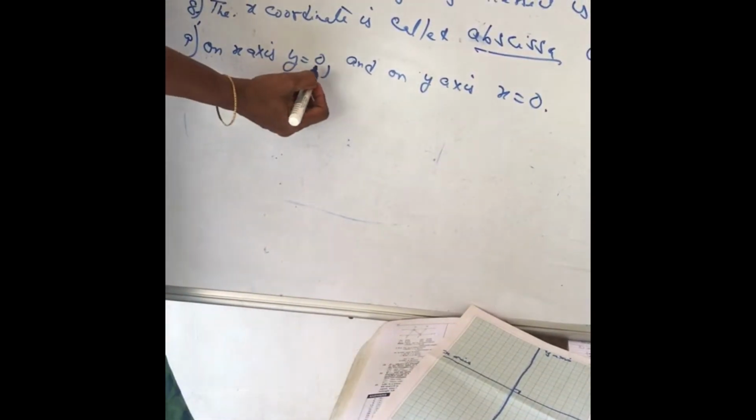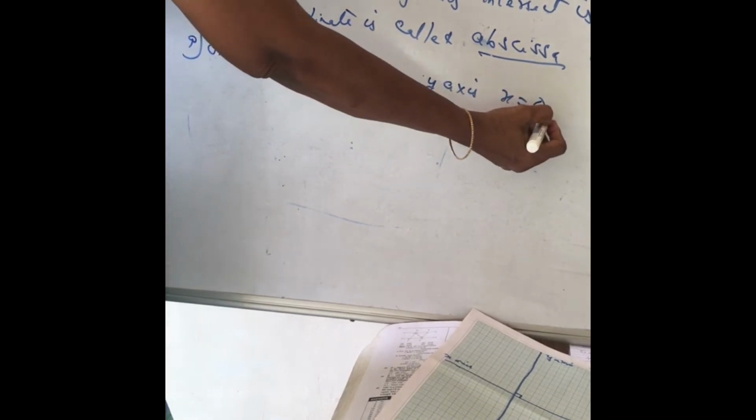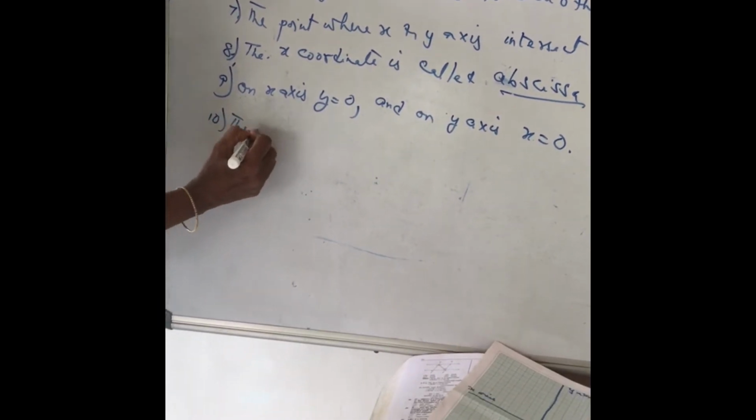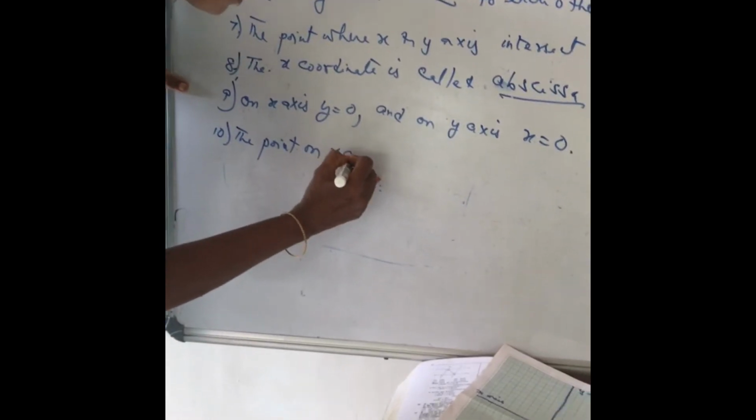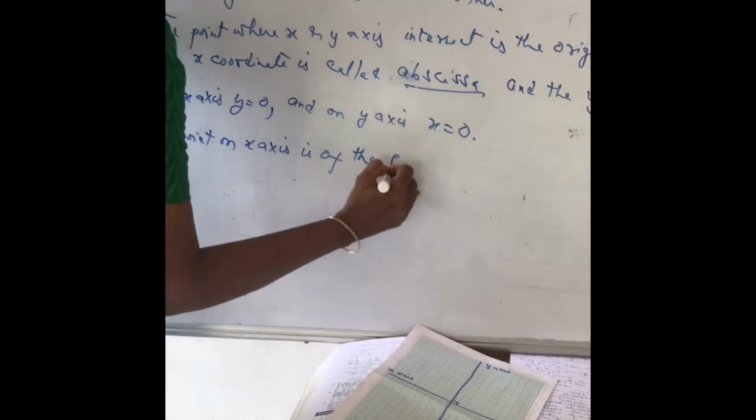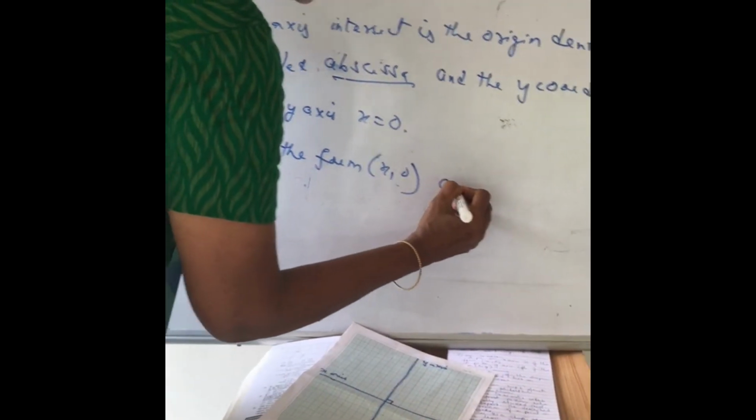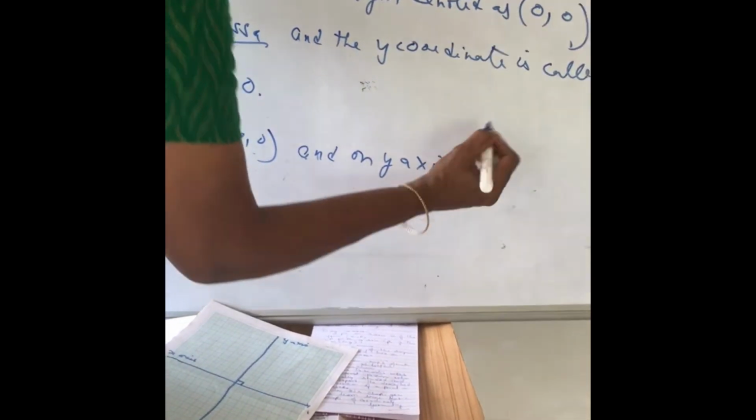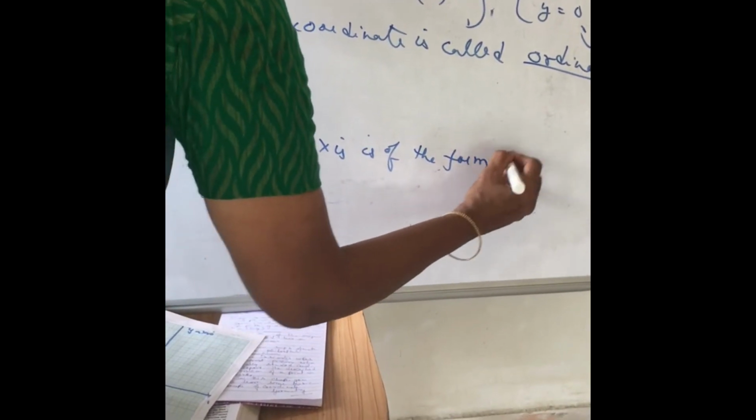On x-axis y is equal to 0 and on y-axis x is equal to 0. So the point on x-axis is of the form (x, 0) and on y-axis is of the form (0, y).